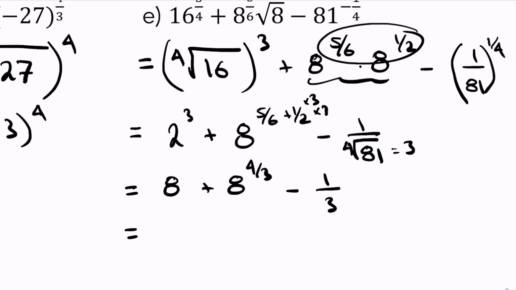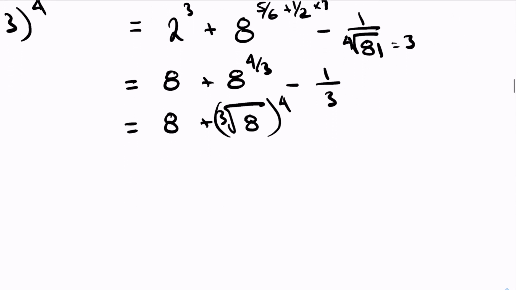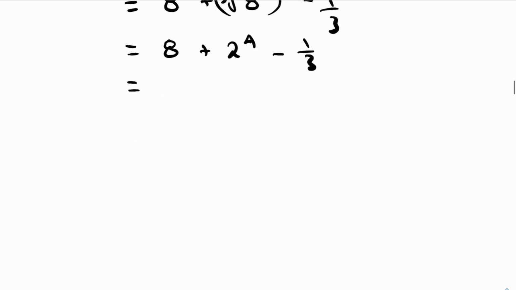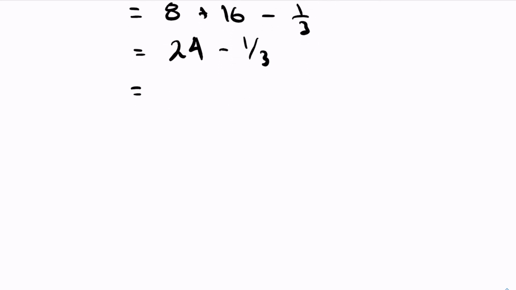And can we go further? Yes, we can. So I get the cube root of 8 to the exponent 4. Still minus 1 over 3. And the cube root of 8 is 2. So I get 8 plus 2 to the 4 minus 1 over 3, equals 8 plus 16 minus 1 over 3. 24 minus 1 over 3. If you want, you can write it as just a mixed fraction. That would be 23 and 2/3.